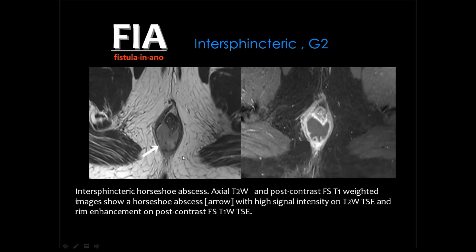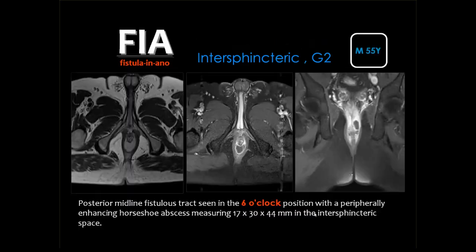And the abscess is of relatively bright signal in the T2 and shows intense post-contrast marginal enhancement. And this is another example of an intersphincteric fistula with abscess formation. And you see the horseshoe appearance of the fistula. You see also the abscess formation, and if you look carefully, you may see that this is the internal opening of the fistula, which is approximately at 7 o'clock position.